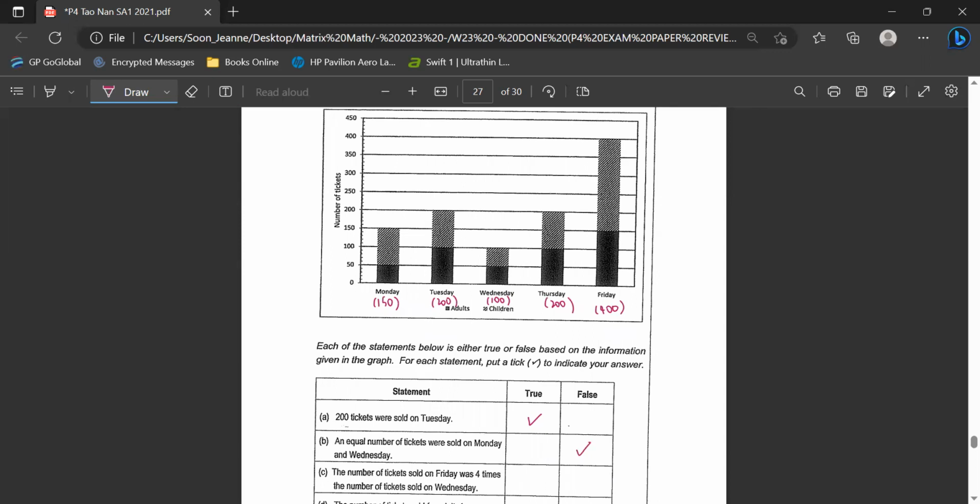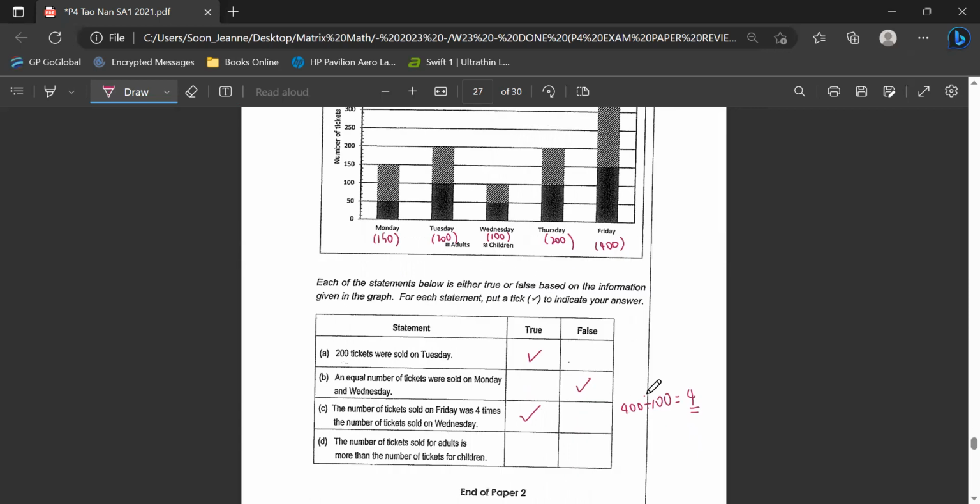So question C, the number of tickets sold on Friday was 4 times the number of tickets on Wednesday. So if you look at Friday and Wednesday, the difference is how many times? You can see that Friday is 4 times of Wednesday, because if you take 400 divided by 100, you know that it's actually 4 times. So yes, C is correct, it's true.